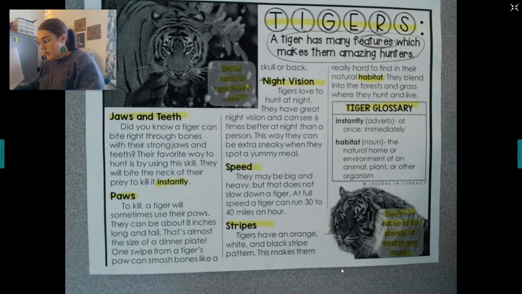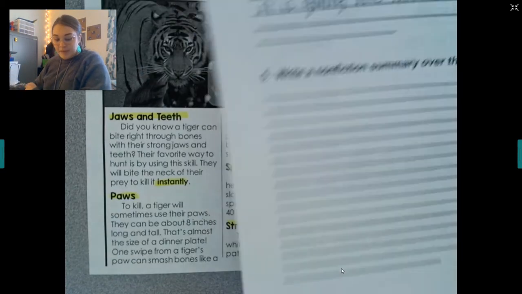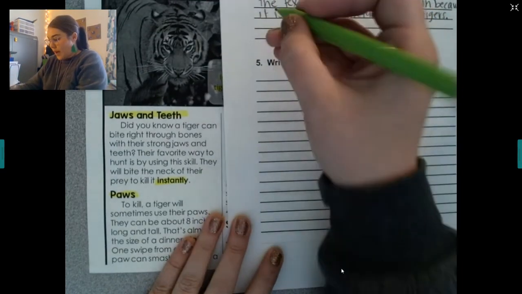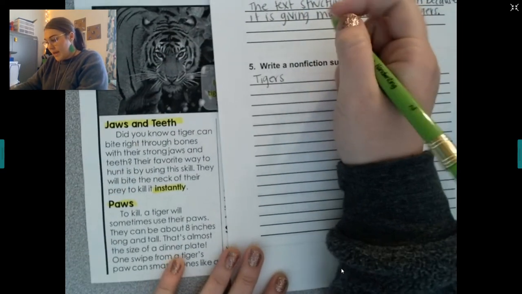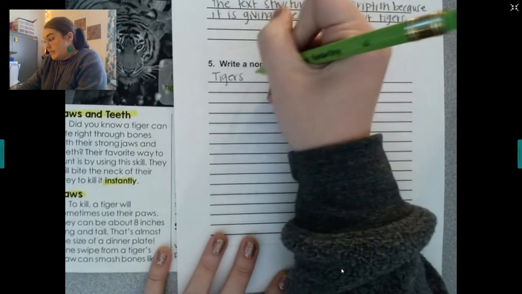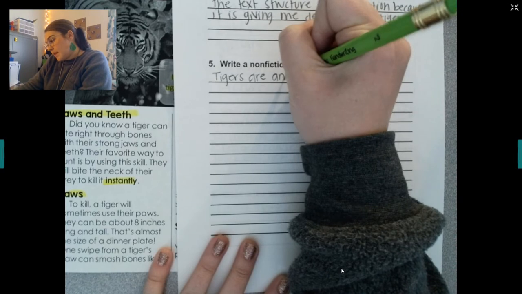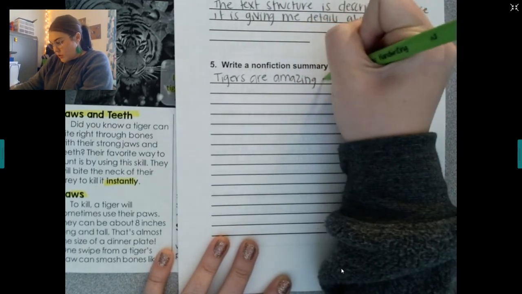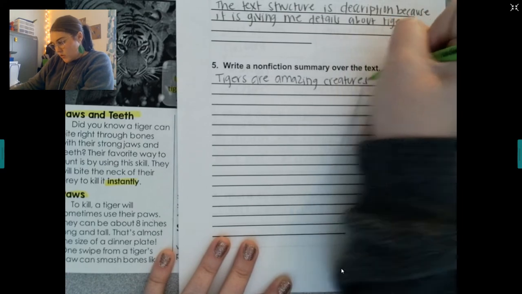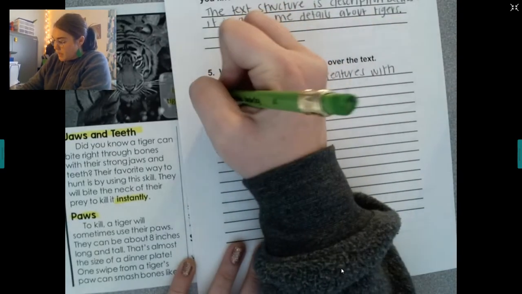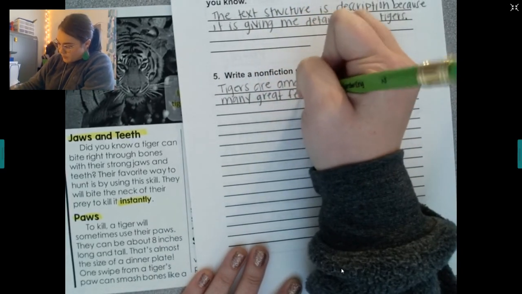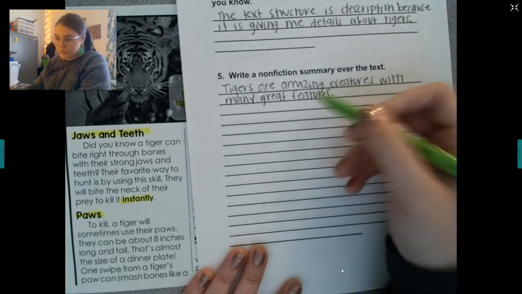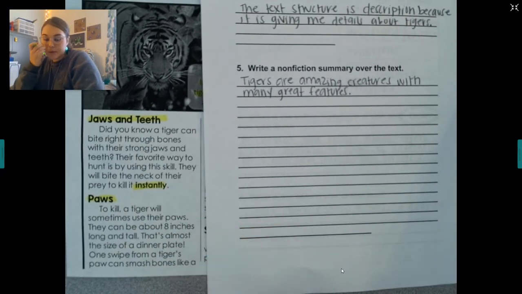Okay, so I hope that you unpaused. You kind of have a little bit more of an idea of your summary, but I'm going to say our first thumb is the who or the what. So obviously it's tigers. And where and when? There's not really a where or a when. So I'm going to start off with my central idea. Tigers are amazing creatures with many great features. Hey, I rhymed. Creatures, features. So tigers are amazing creatures with many great features.